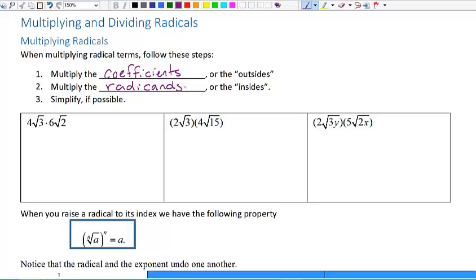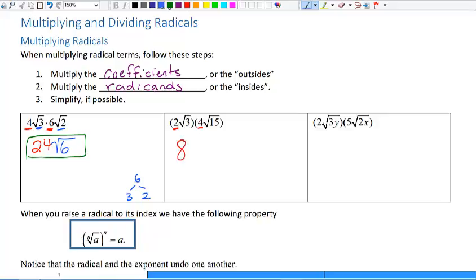So on 4 root 3 times 6 root 2, we're going to take the 4 and the 6 coefficients and multiply them, and that gets 24. And then we're going to take the 3 and the 2 radicands and multiply those to get 6. Now step 3 says simplify if possible. Root 6 breaks down to 3 times 2. There's no pairs of 2 in that, so I know that 24 times the square root of 6 is my final answer.